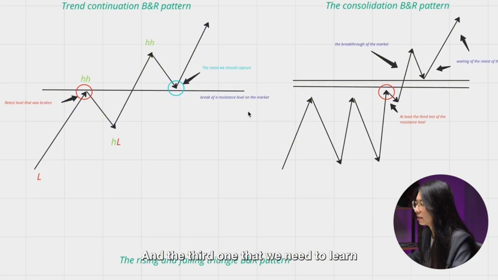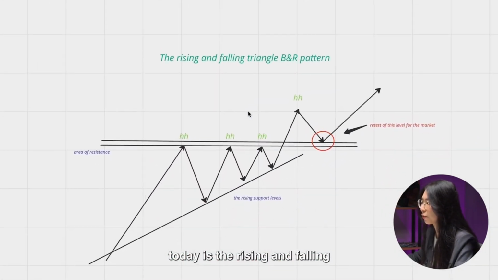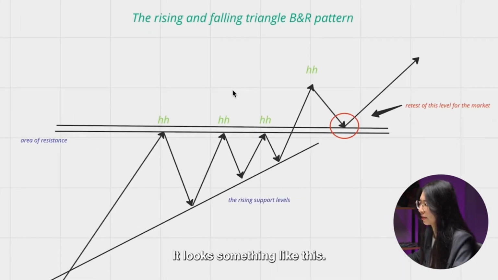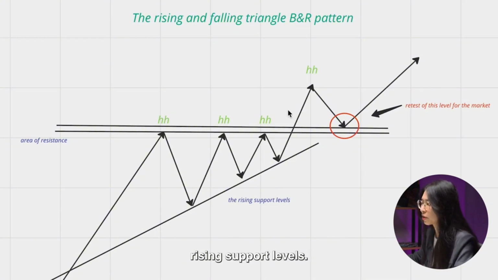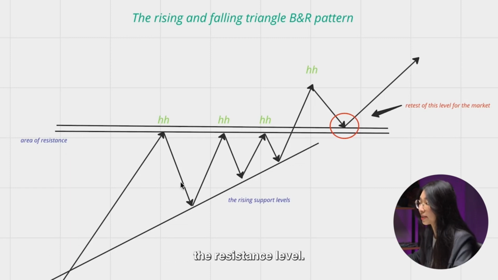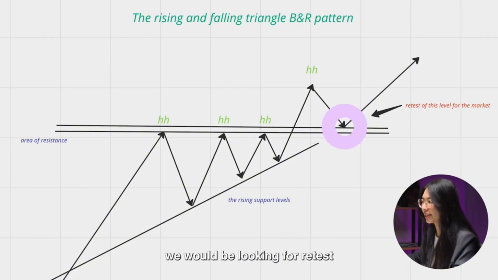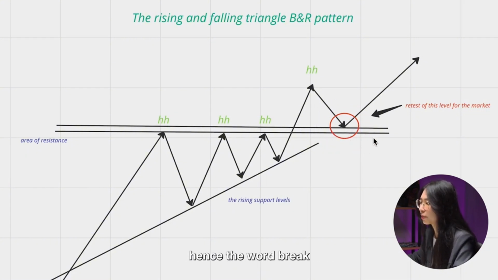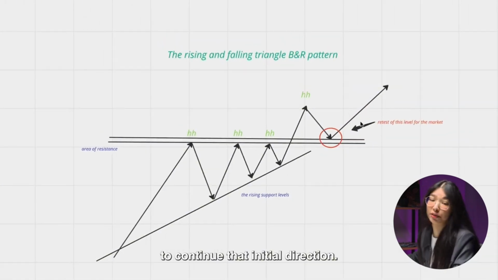The third one that we need to learn today is the rising and falling triangle break and retest pattern. It looks something like this. The market creates a high, then consistently creates a similar high, creating rising support levels. This would be our area of resistance that we are looking to break, and then the market would break the resistance level. After creating these rising support levels, we would be looking for a retest right here, hence the words break and retest of this level, to continue in the initial direction.